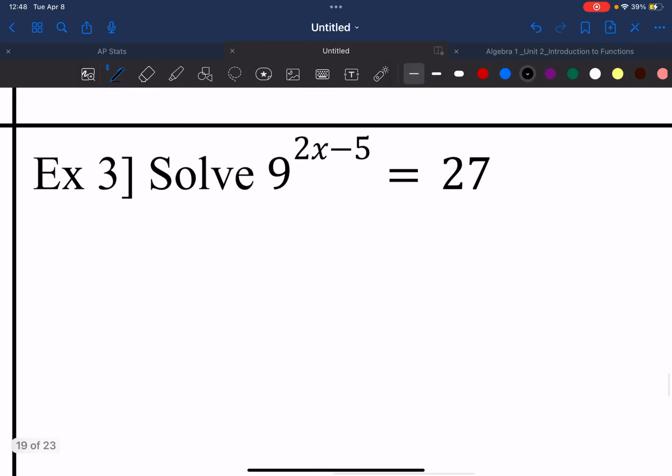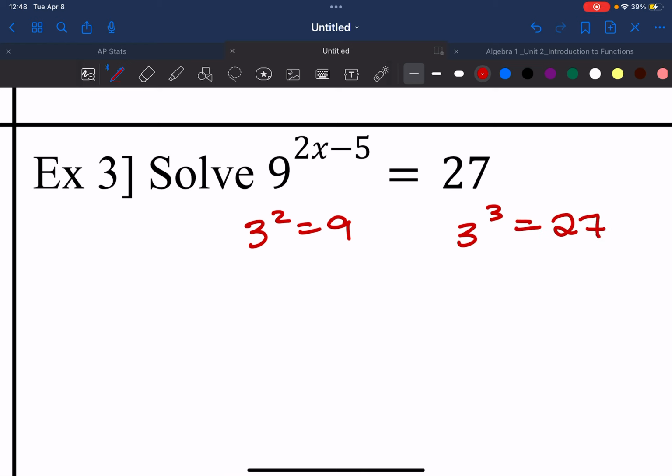Number 3, notice that I no longer have the same bases. So in order to do this, I need to first change the bases where I can get 9 and 27. Typically, the bases we use are 2 and 3. Well, I know that 3 squared is the same as 9, and 3 to the third power is the same as 27. So I'm going to replace that and rewrite this as 3 squared, bring down the 2x minus 5, is equal to 3 cubed.